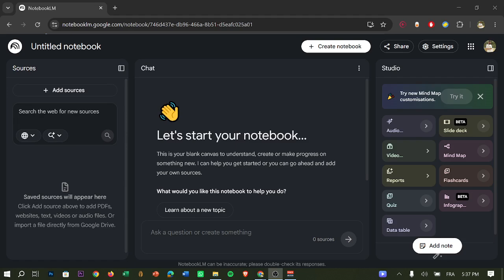Wait for source processing to finish. If NotebookLM is still analyzing sources, you may notice slow chat responses, delayed generation, loading indicators, and laggy performance. Allow source processing to complete before intensive use. Background processing affects speed.